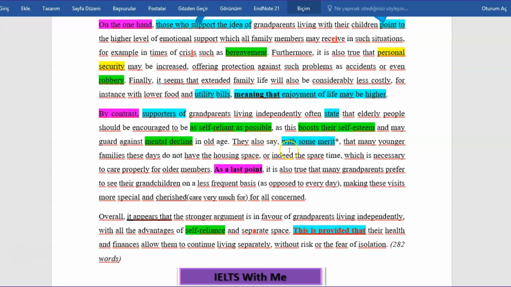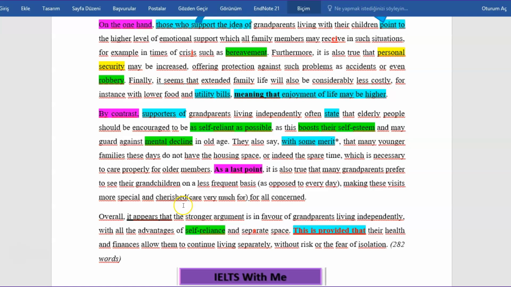They also say, with some merits, with some quality, I will explain the above, that many younger families these days do not have the holding space or indeed the spare time, which is essential, which is necessary, to care properly for older family members. As a last point, finally, it is also true that many grandparents prefer to feed their grandchildren on a less frequent basis as opposed to every day, making these visits more special and cherished.